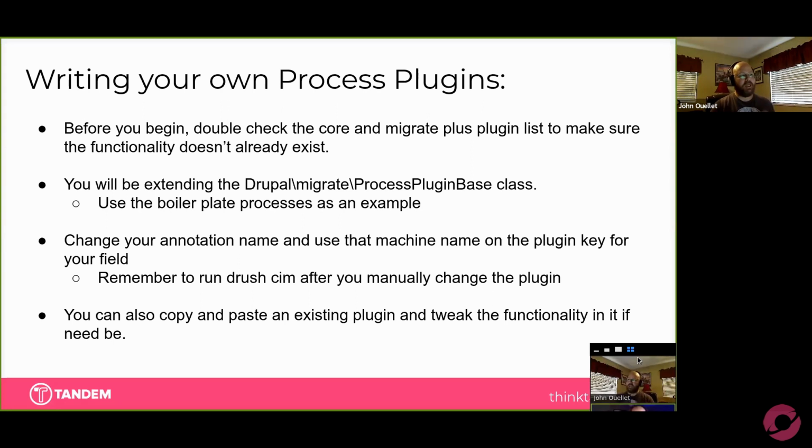So always double check. Use Google and search Drupal.org because there could be a contrib module that has it. It's pretty easy to do this. All you're doing is extending the process plugin base. The boilerplate in this code has an example of how to do it. And then just like anything else, you change your annotation to match what you're doing. And always remember after you add the new ID to re-import everything. And like I mentioned, you can also just copy-paste an existing plugin and add your flavor to it if need be, and that does happen every once in a while.